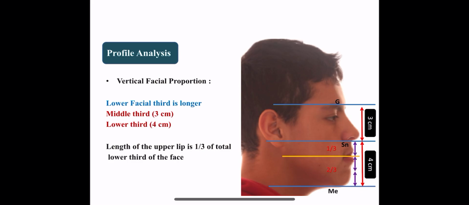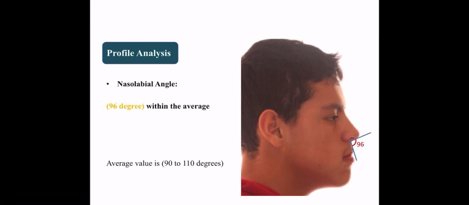Vertical facial proportion. His lower facial third is slightly longer, as you can see the measurement in the picture. Length of the upper lip is 1/3 of total lower third of the face. And the nasolabial angle, 96 degrees, is within the average.